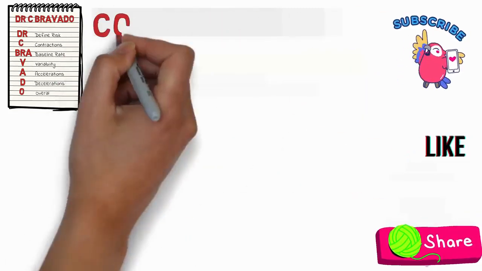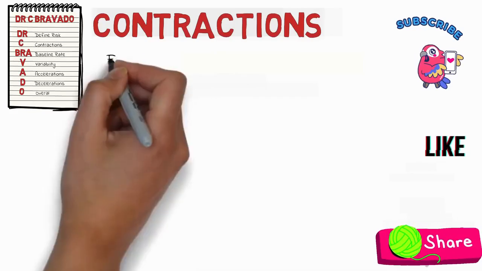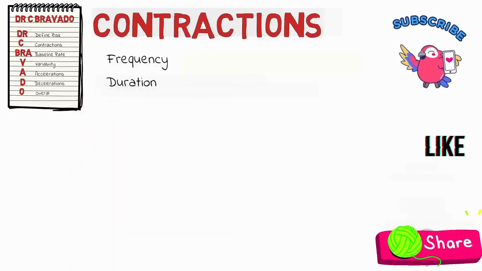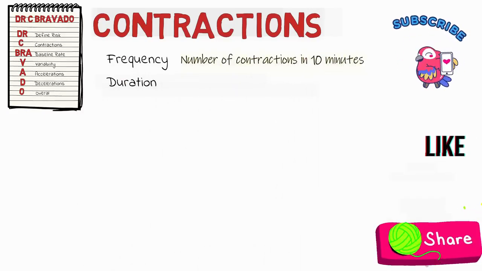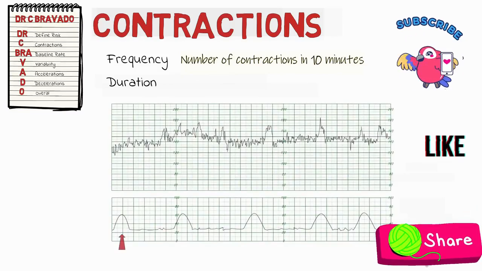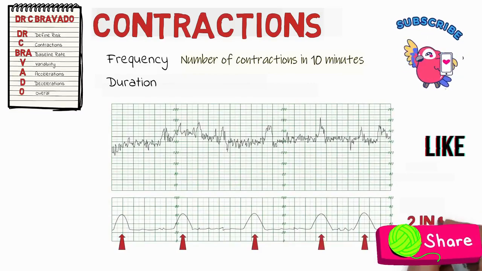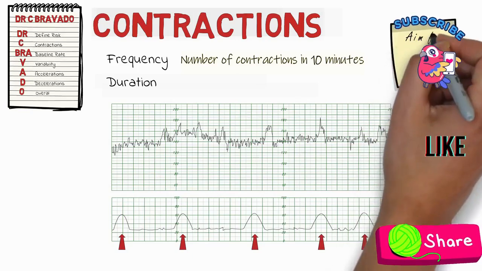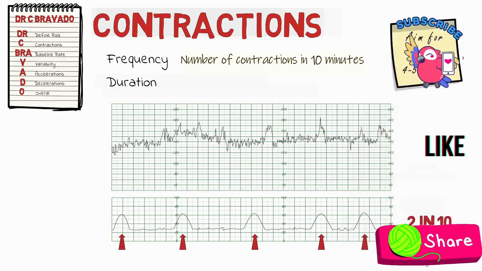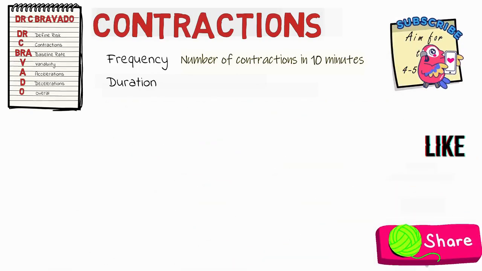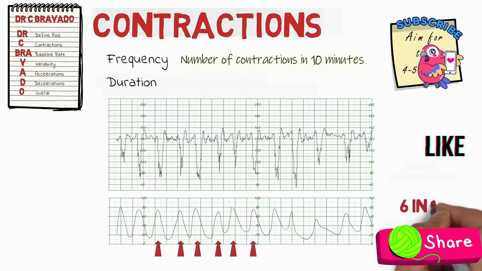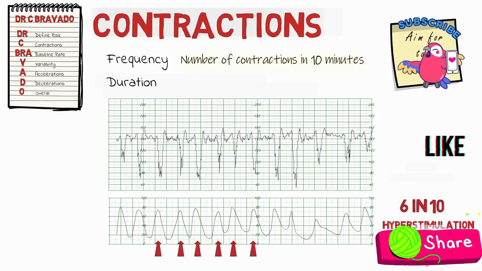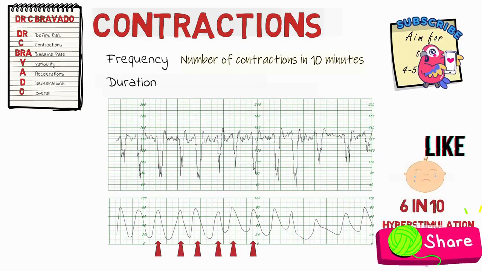Next, contractions. Here we are taking into consideration the frequency and duration of the contractions. The frequency is described as the number of contractions in a 10-minute period. The contractions appear as peaks on tocometry, as you can see over here. So in this case, we would say that there are 2 in 10 contractions. It is important to keep in mind that during labor, we should aim to have around 4 to 5 contractions in 10 minutes. In this next CTG, we can see that there are 6 contractions in 10 minutes, and this is called hyperstimulation, which can result in an abnormal fetal heart trace on the CTG, as in this case.